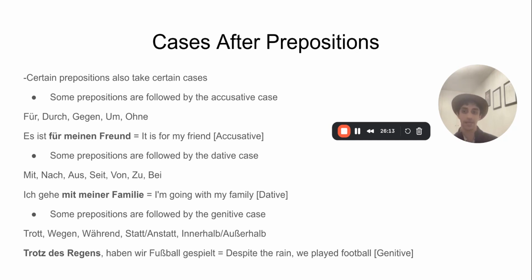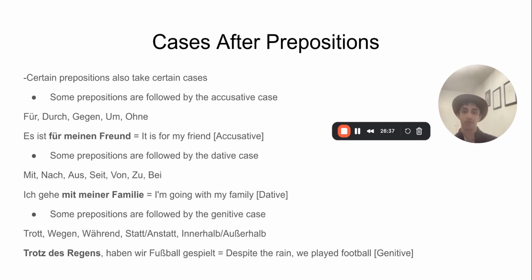Like in this example, ich gehe mit meiner Familie. I'm going with my family. Meine Familie, that is all in the dative singular feminine form, precisely because it comes after the preposition mit, which means with and takes the dative case. That's quite a common preposition too, so you do need to be aware of this.